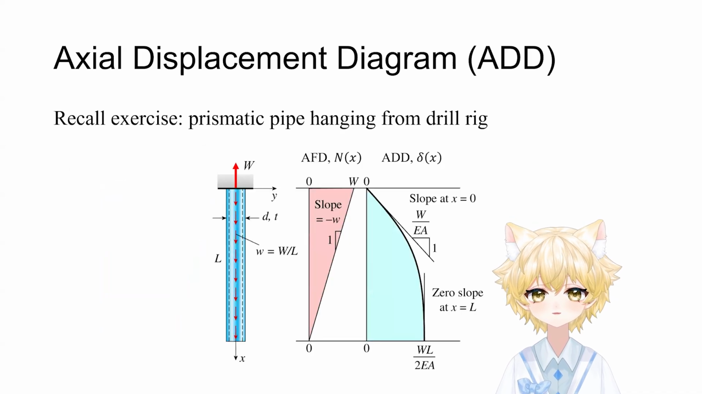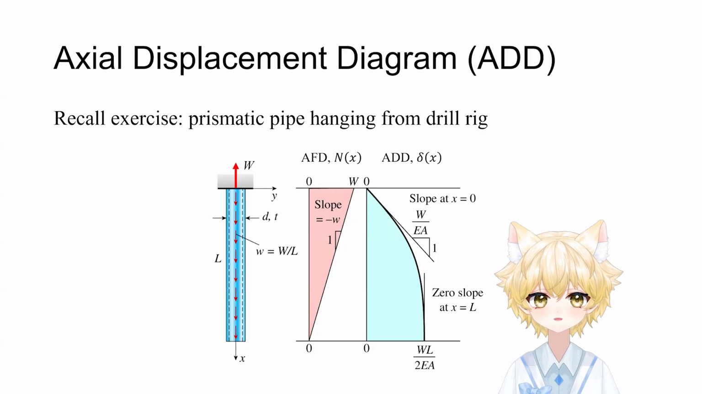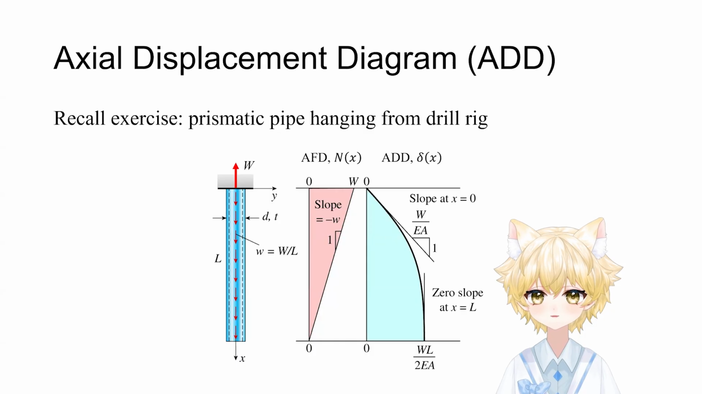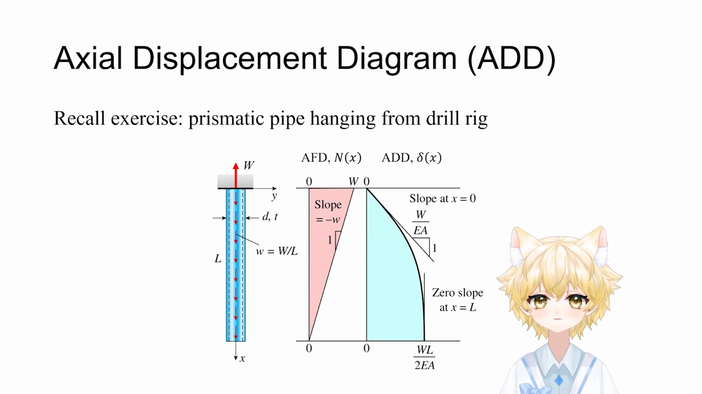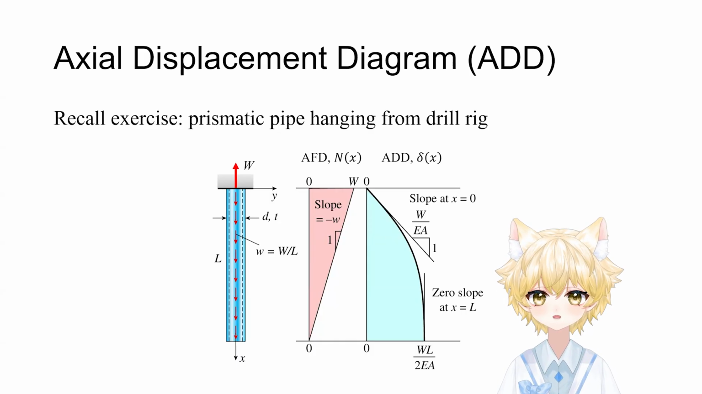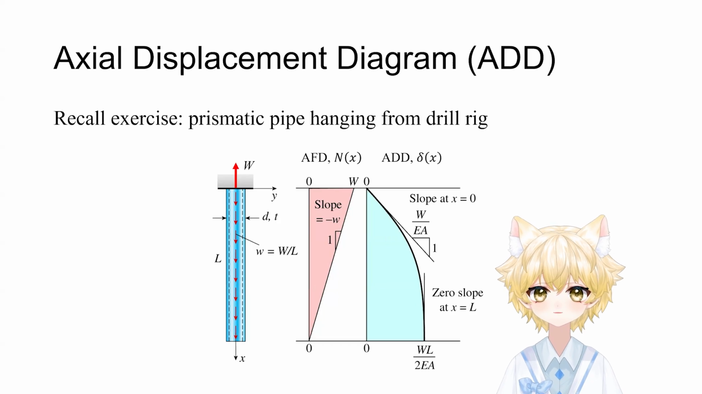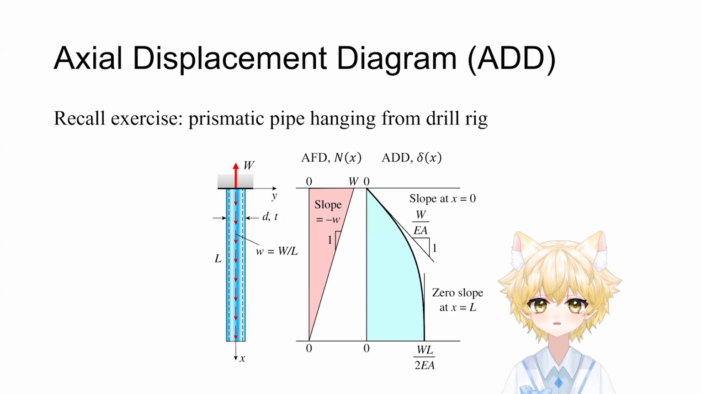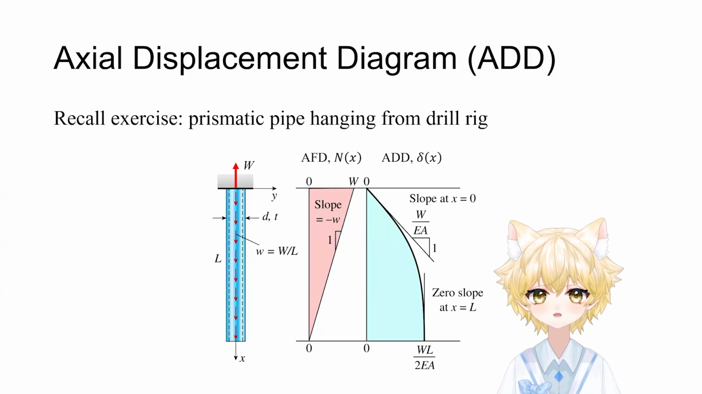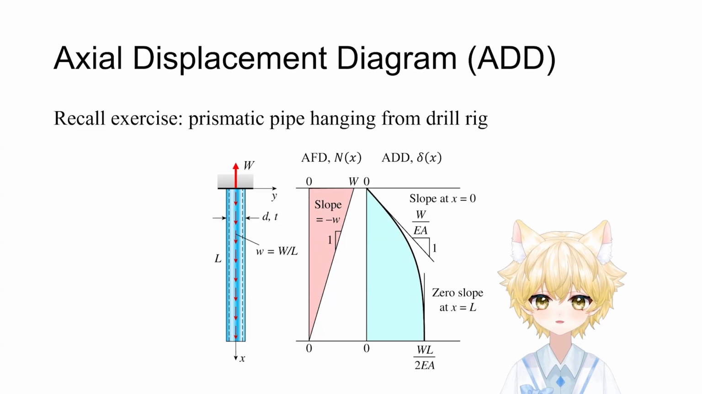Now we just plot the force, namely the AFD, right? We can plot the displacement also. We call this the actual displacement diagram, or in other words, ADD, right? I want you to compare the two graphs on the slide, side by side. The AFD, the actual force diagram, on the left is a triangle. The internal force is linear. The ADD, the actual displacement diagram, on the right, is a curve. The displacement is parabolic.